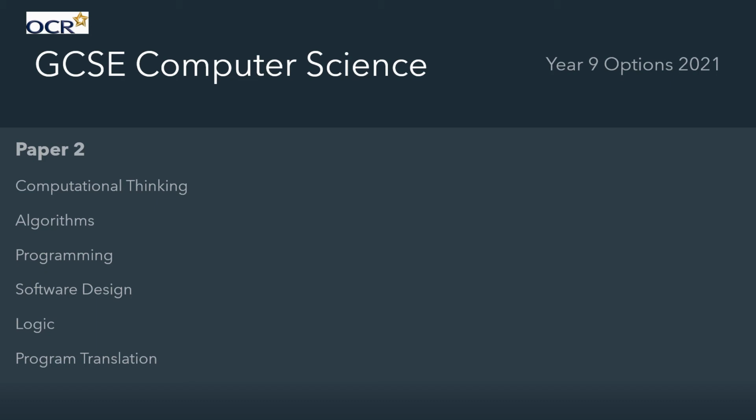Then there's programming, turning those algorithms into a language that the computer can understand; software design, which is designing software that isn't just really good at what it does, but works well, can be evaluated well, and can be maintained if it needs to be fixed when problems arise; and then logic, how the computer actually solves the problems that it does, in terms of not just what the CPU does, but thinking about how we turn those zeros and ones into logical decisions. And finally, program translation, how we turn the human language that we write computer programs in, Python, C Sharp, Ada, into program code that the computer actually understands.